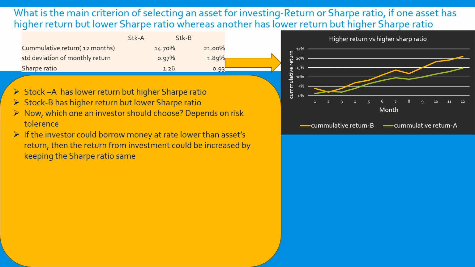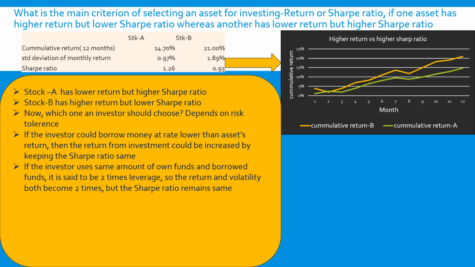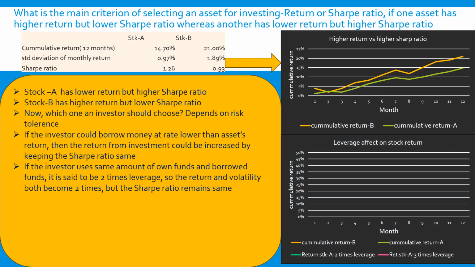If the investor could borrow money at a lower rate than the asset's return, then return from investment could be increased by keeping the Sharpe ratio the same. If the investor uses the same amount of own funds and borrowed funds, it is said to be 2 times leverage. So the return and volatility both could become 2 times, but the Sharpe ratio remains the same.